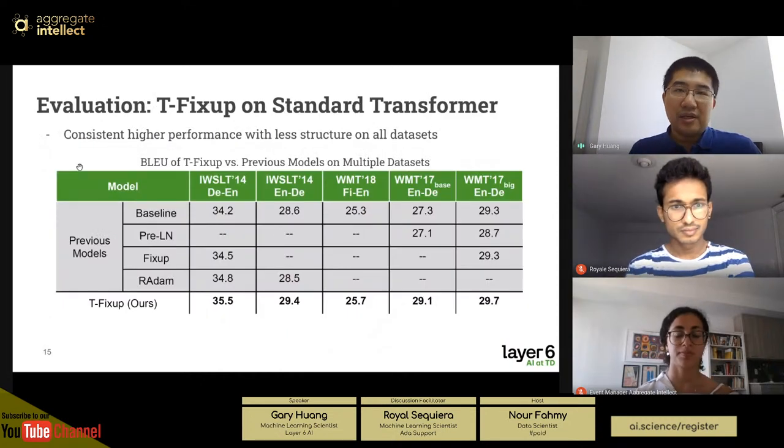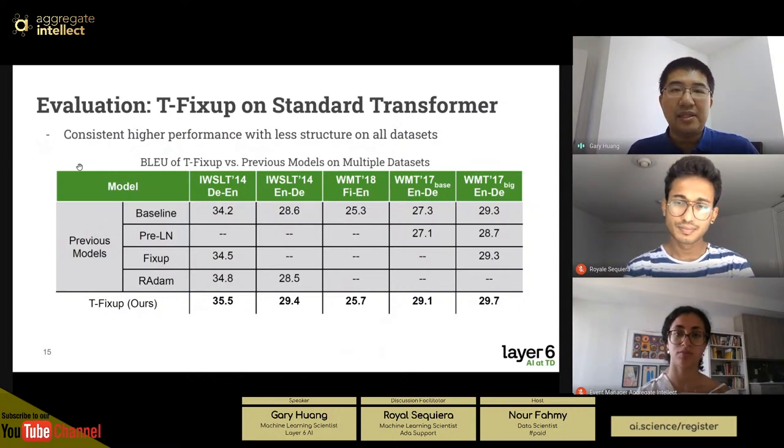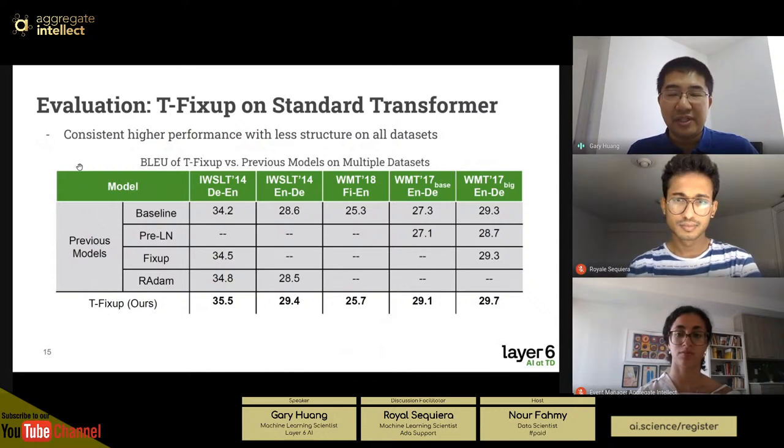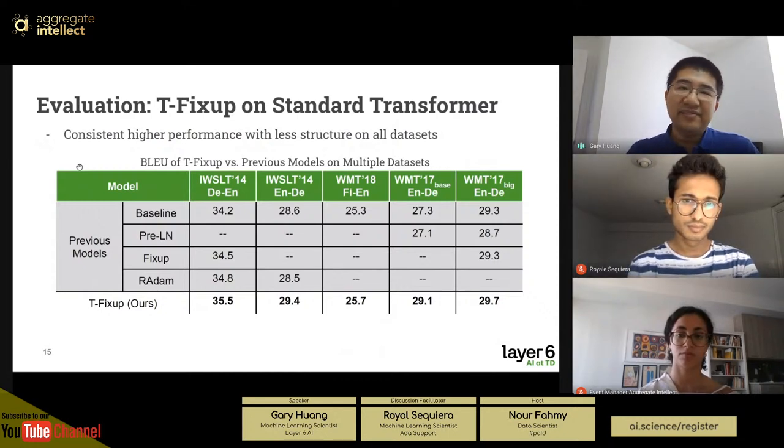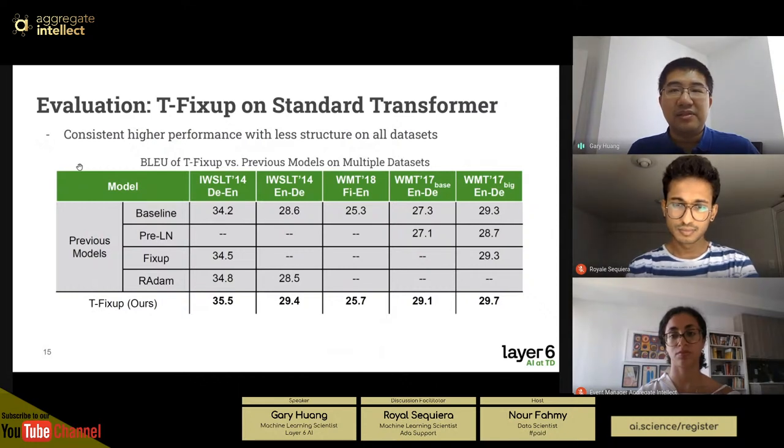To show the power of our initialization, we compare T-Fixup initialized transformer models against leading models on multiple public machine translation datasets, including IWSLT14 German to English, English to German, WMT-17 English to German, and the low-resource dataset WMT-18 Finnish to English. Several observations can be made from this table. We see that the pre-layer norm tends to hurt model performances, particularly for the big ones, as observed in several literatures. The original Fixup algorithm performs comparably to the baseline.